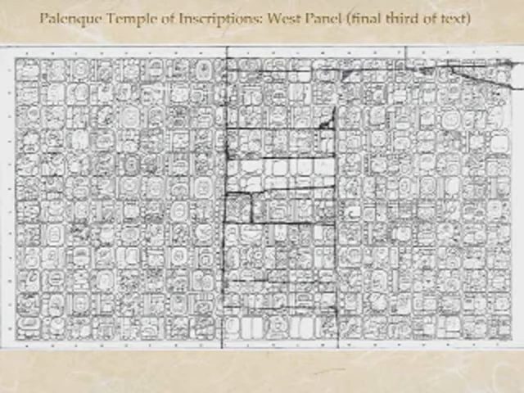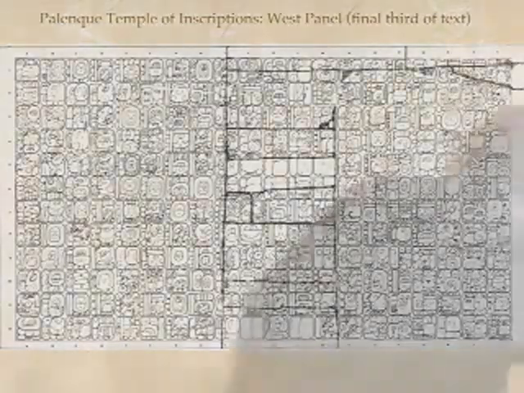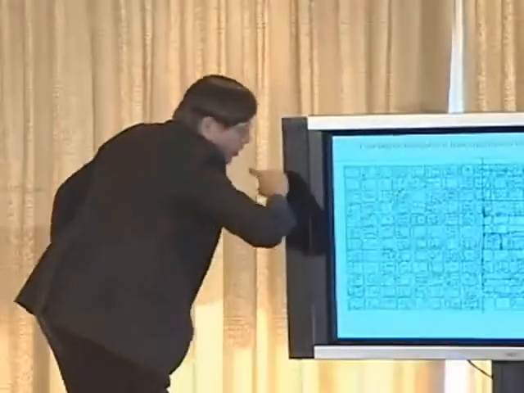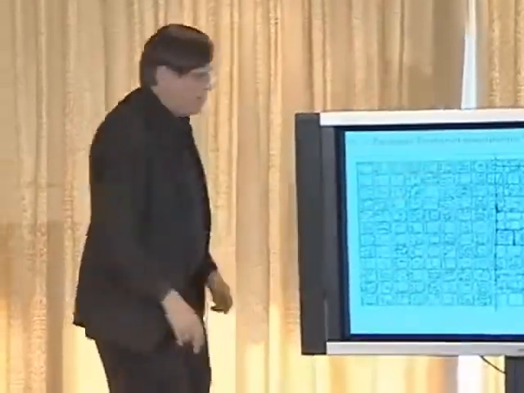Actually, we're looking only at the first 4 double columns. The Maya wrote in pairs of columns. By the way, they're the only culture that has a writing system that doesn't go either like this, or like this, or like this. Okay? They divide into pairs of columns.